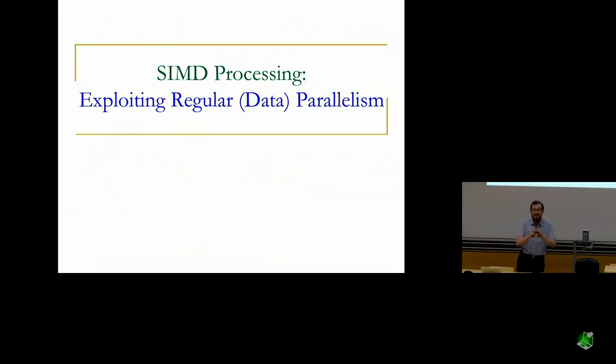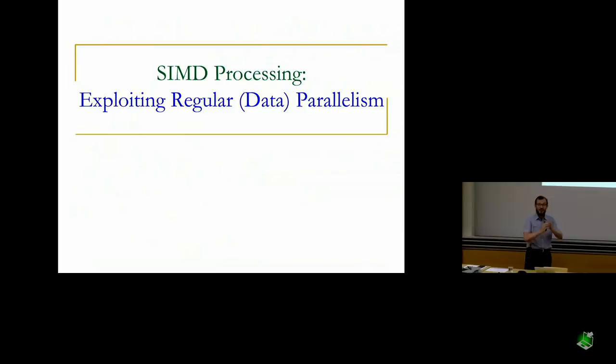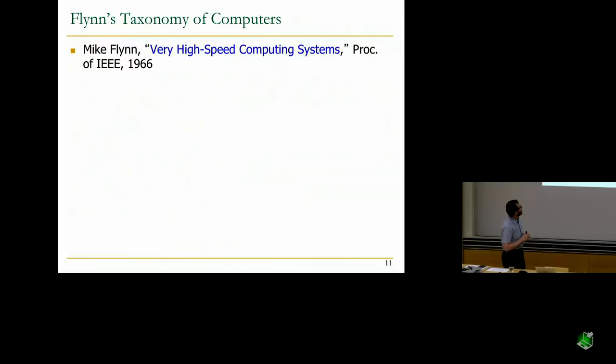Think about a vector. If you're adding two vectors element-wise, and if the two vectors are each 1 million elements long, you have a lot of data parallelism. You can say one add, and that add can specify 1 million operations. You don't need to say add for each element. You just say add, and that add operates on 1 million pairs of elements at the same time. That's the idea over here. It's very powerful.